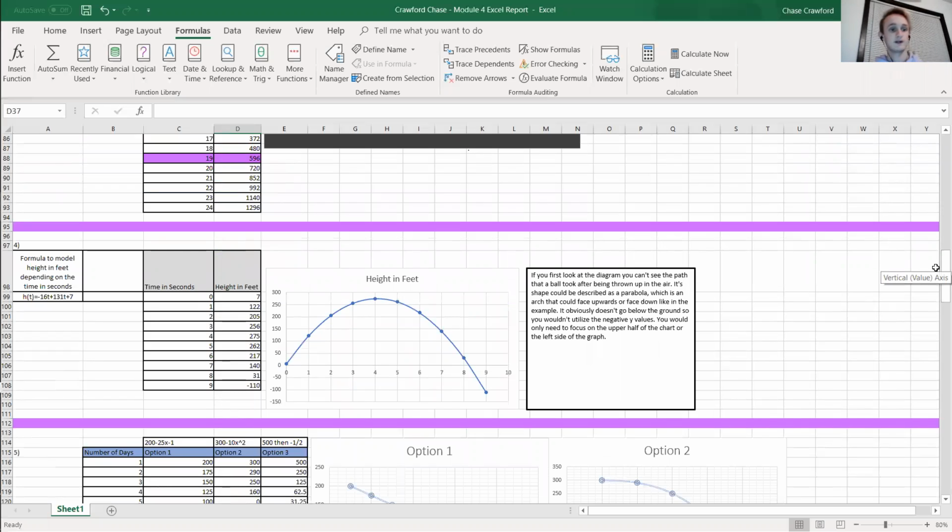Now, number 4. Over here, like for all the other ones, here's the formula to model height in feet depending on the time in seconds, which is h of t equals negative 16 t squared plus 131 t plus 7. And over here you can see my chart that I labeled time in seconds and height in feet. If it's 0 seconds, the height is 7 feet, because if you see over here in the problem, there's a 7 for the starting place.